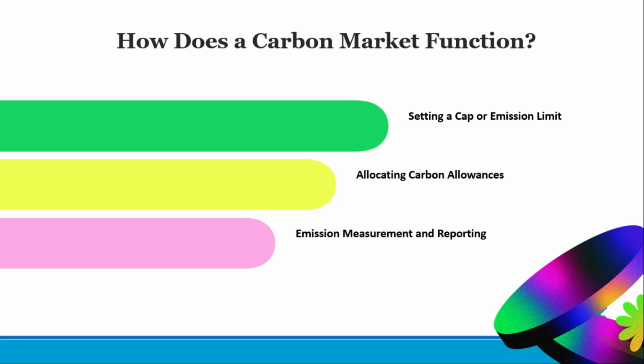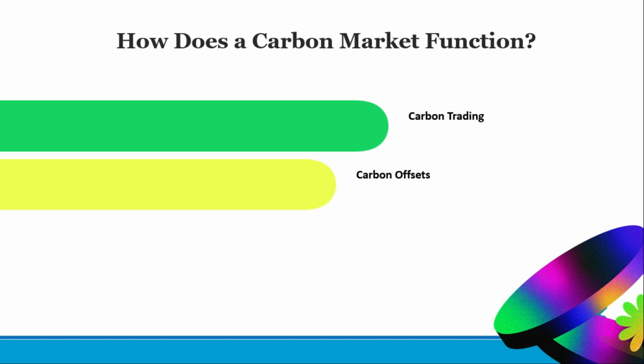The third thing is emission measurement and reporting: the company must measure, report and verify its emissions regularly. If a company emits less than its allowance, it has a surplus allowance and can sell it. If it emits more than its allowance, it must purchase additional allowances from other entities, or invest in carbon credits from approved emission reduction projects. And the final step is carbon trading, how it is done.